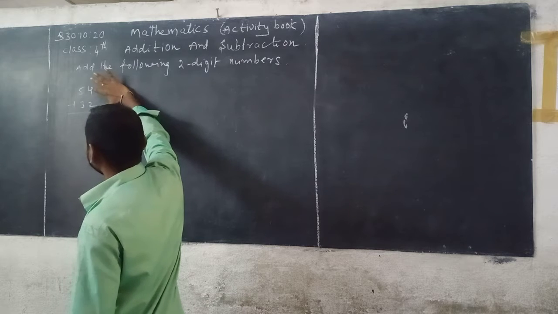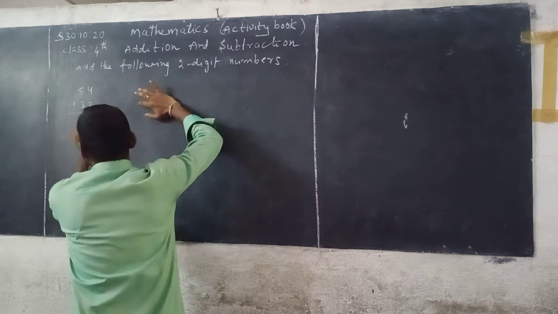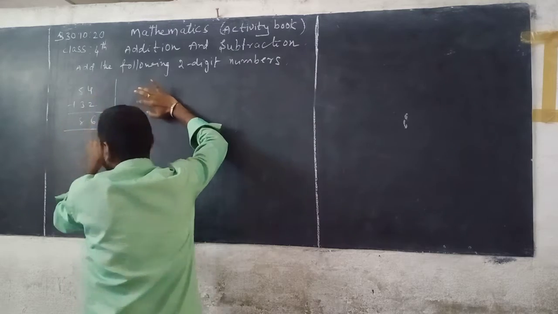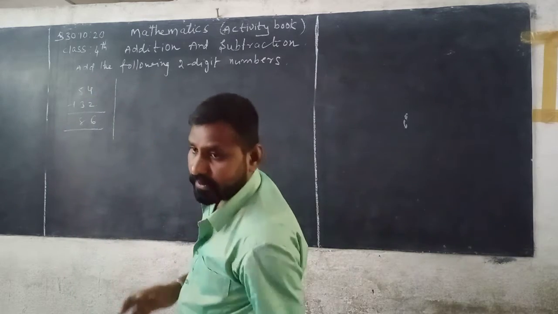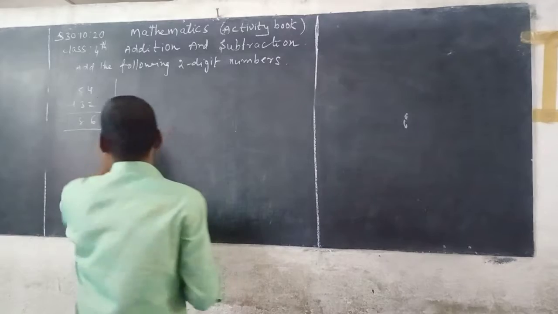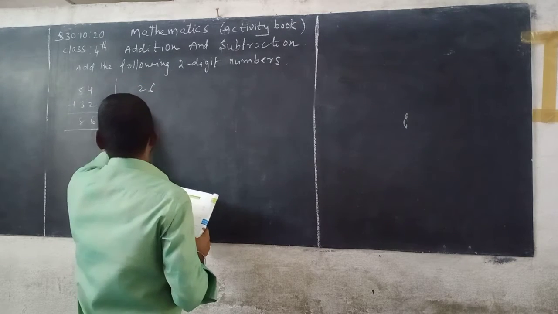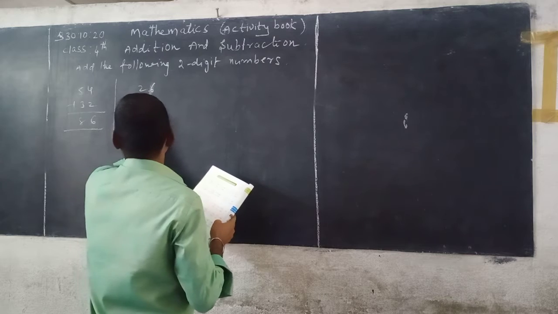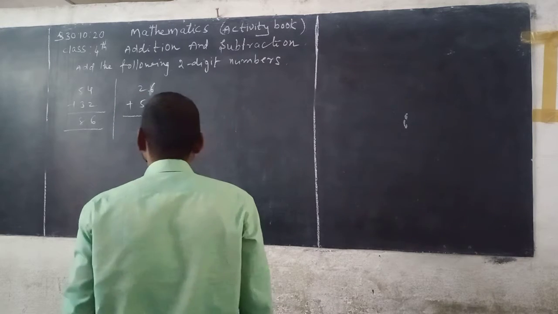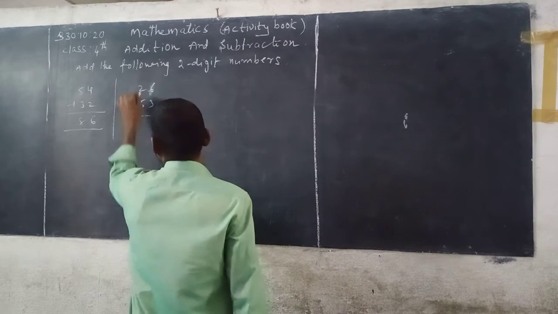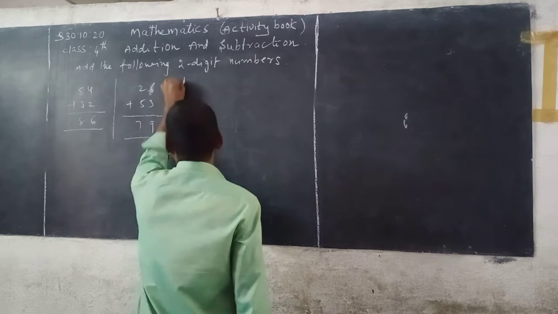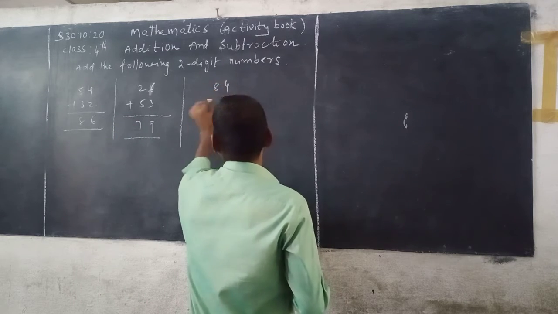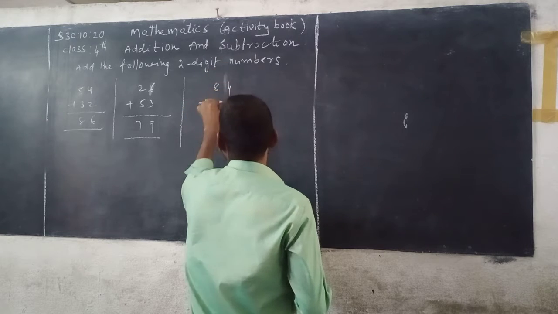in ones place. 4 plus 2, 6. Next, add the digits in tens place. 5 plus 3, 8. Sum is equal to 86. Now next, 26 plus 53. First add the digits in ones place. 6 plus 3, 9. 2 plus 5, 7. 79.